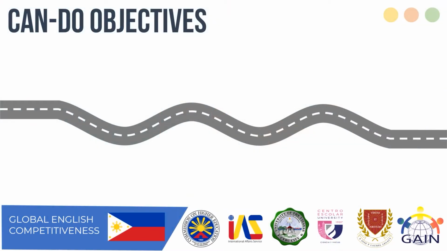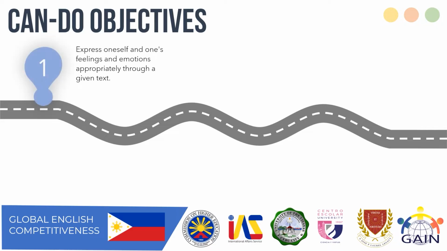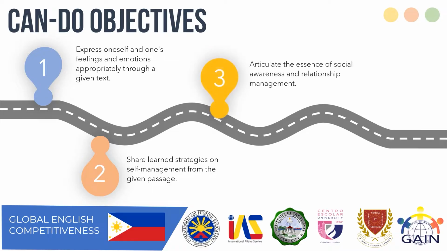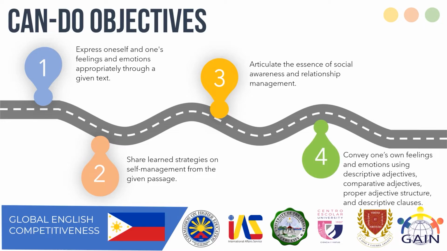In this unit, we have 4 can-do objectives. First, express oneself and one's feelings and emotions appropriately through a given text. Second, share learned strategies and self-management from the given passage. Third, articulate the essence of social awareness and relationship management. And fourth, convey one's own feelings and emotions using descriptive adjectives, comparative adjectives, proper adjective structure, and descriptive clauses.